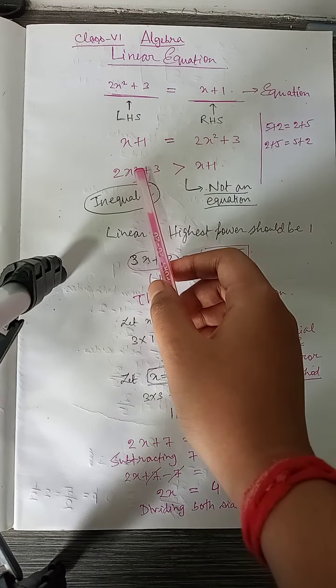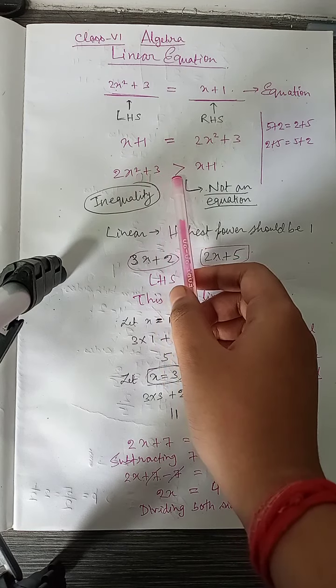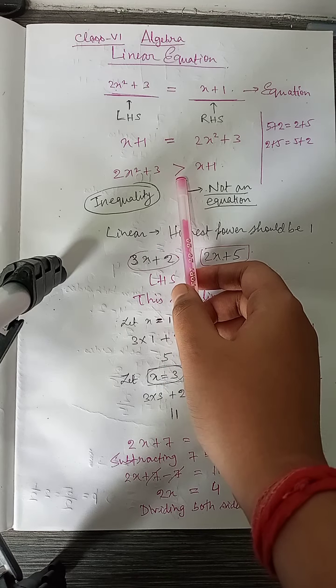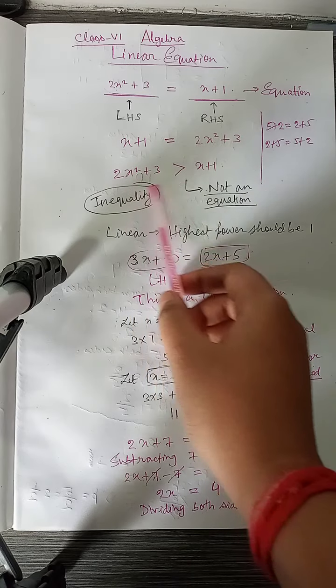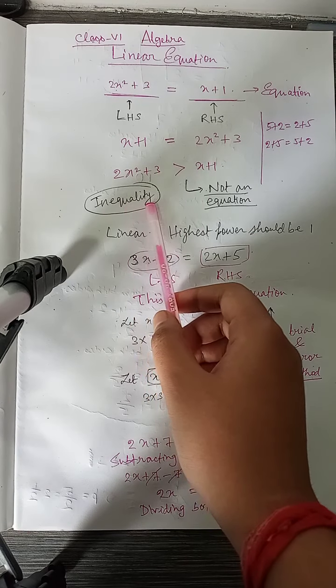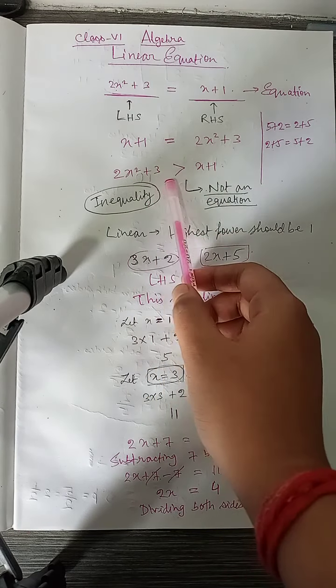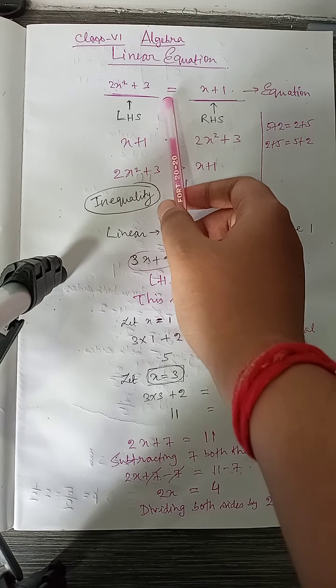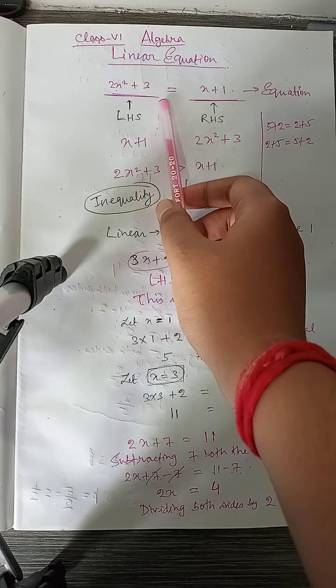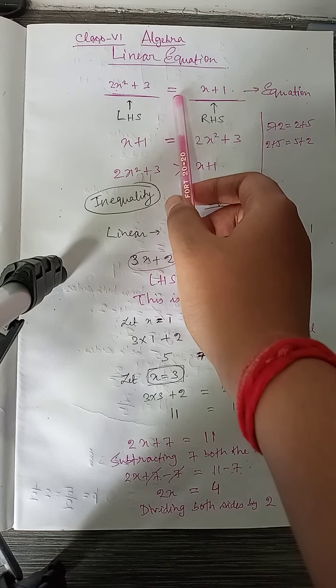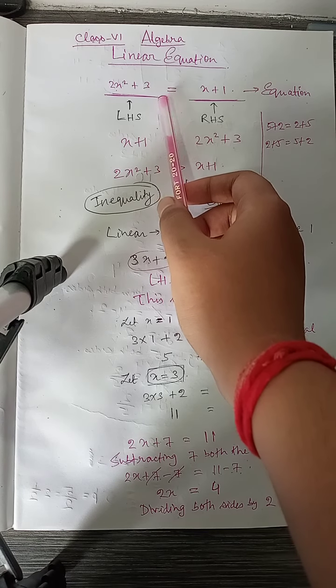But if two expressions are connected by a greater than sign or a less than sign, such a combination is called an inequality and it is not an equation. So the first condition for an expression to be an equation is that it should be connected with an equal to sign.